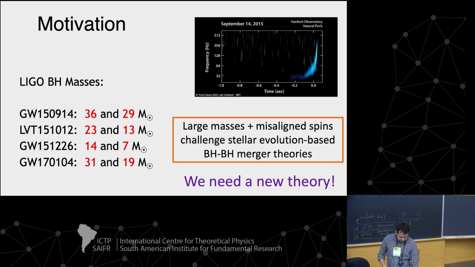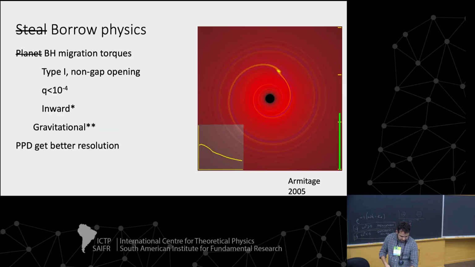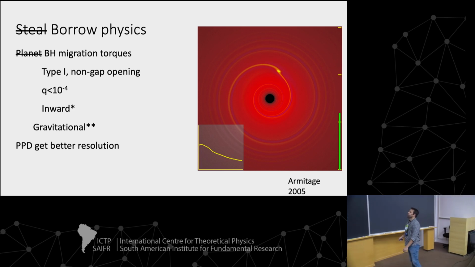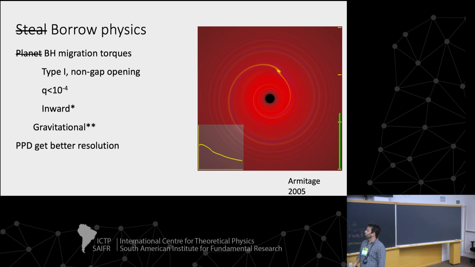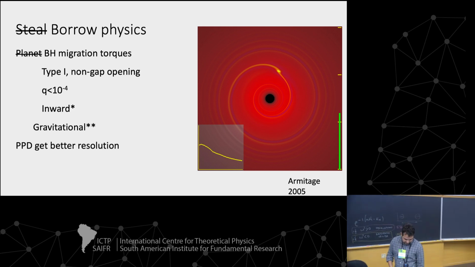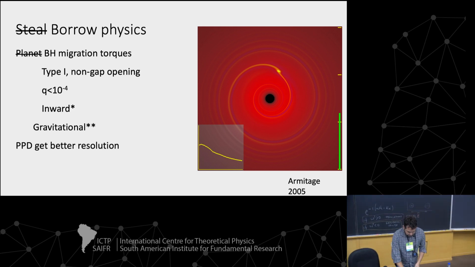So that led to the idea that you could use the physics of protoplanetary disks and scale them up to AGN disks. So essentially, that's borrowing physics, right? Instead of planet migration, then you would have a black hole migration. So let me explain a little how this migration happens.